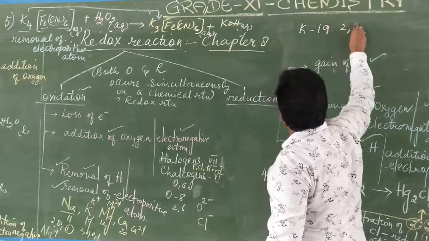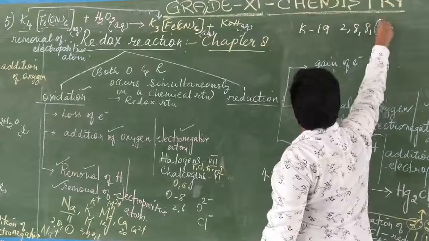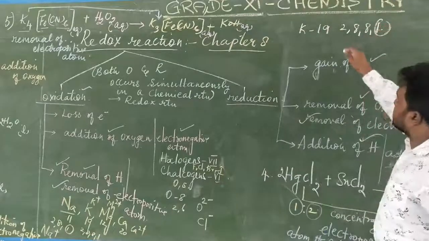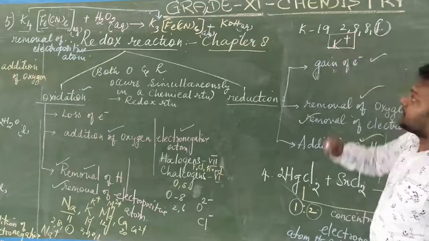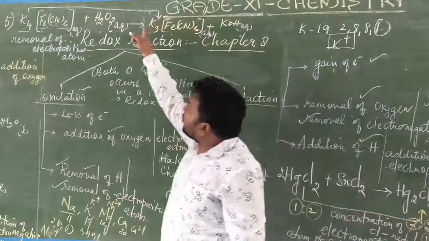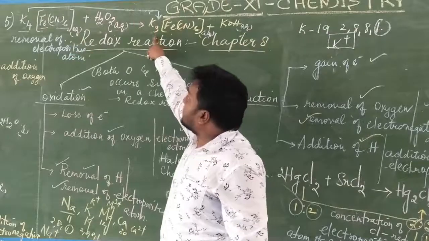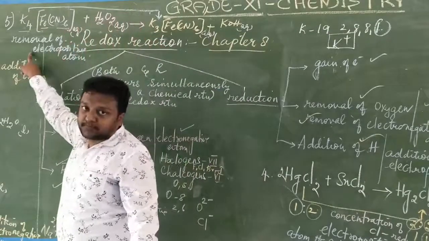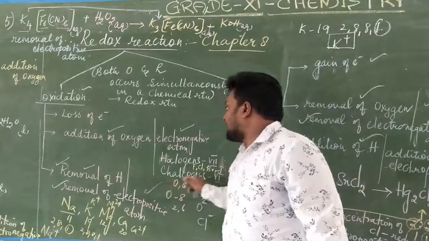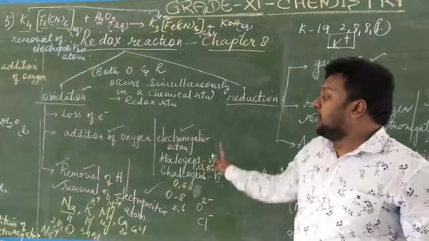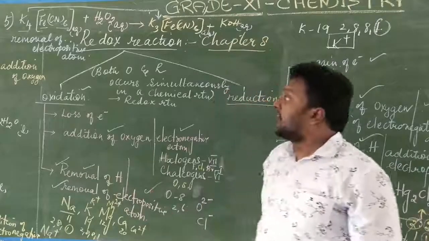So 2, 8, 8, 1. So 1 electron is in excess. Therefore potassium can give away 1 electron. So therefore potassium becomes what? Electropositive. So 1 potassium has got removed. So removal of electropositive atom. Here addition of electronegative atom. Here removal of electropositive atom has taken place.